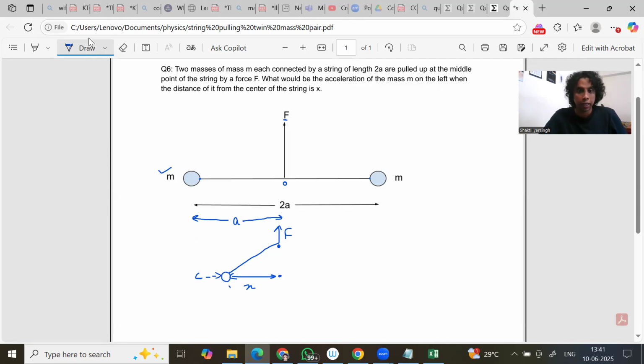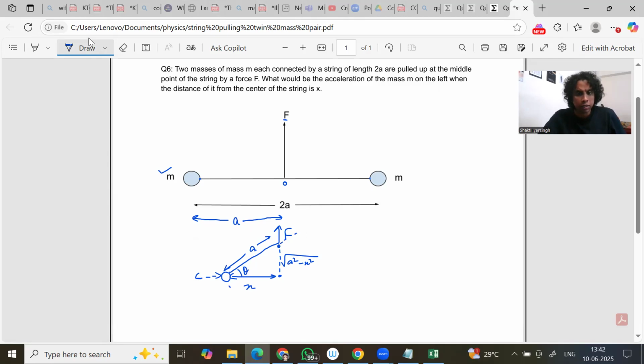Right? And at this point, the length of the string to the left of the center is still a, even though it's now seen as the hypotenuse of this triangle. Let's see how much this has moved up using Pythagoras theorem. Let's say this angle is theta. This is root a square minus x square. I hope you'll agree with me on that.